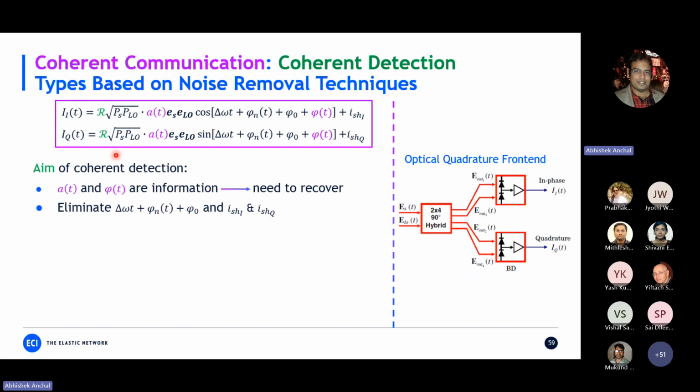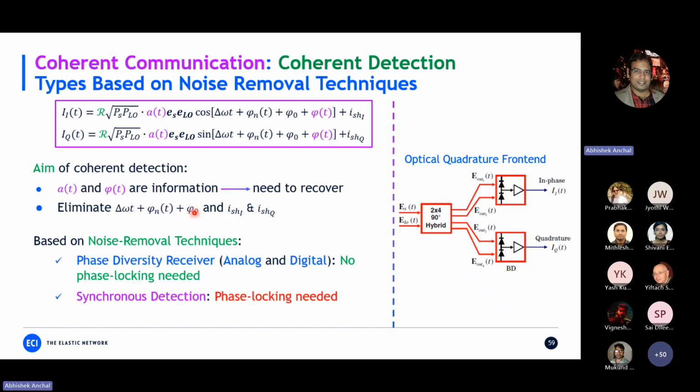So these are the equations you can see again. The aim of our coherent detection is that we need to recover the information from A and phi. This is our intensity and phase information. That's what we need to recover. But we have an additional term which causes error. We call it phase error, which are these, and also the shot noises. These cause the error. It could be noise, dispersion, or nonlinearity. It comes from various sources, and also from the receiver itself. So we need to eliminate all these terms, and if we are able to eliminate them, we are good to go. We can recover the data without error.